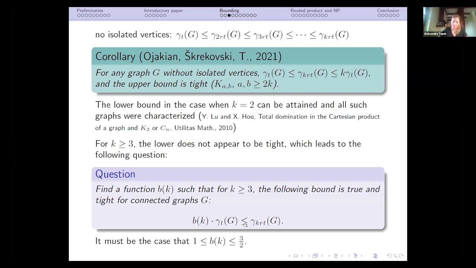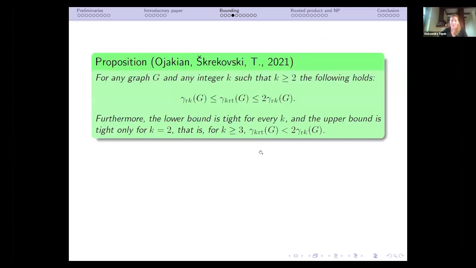From examples we only know that this function should be bounded by 1 and 1.5. Yeah, that's all we know. You will see that it was not so hard to obtain the bounds, but the tightness was in almost all the cases a mystery, at least a part of tightness.